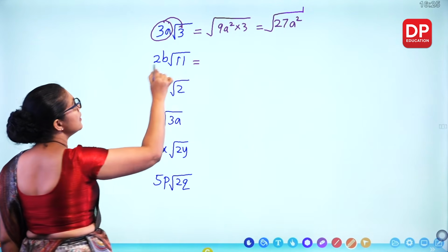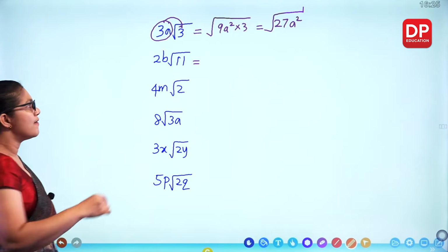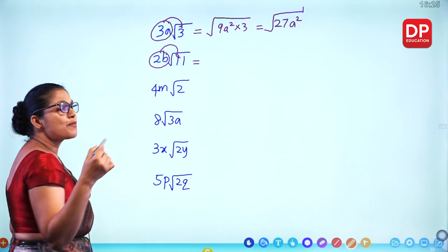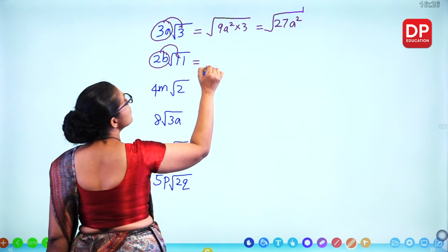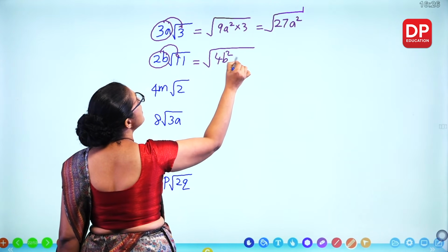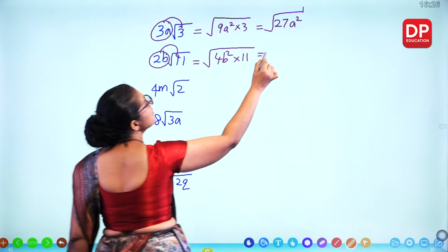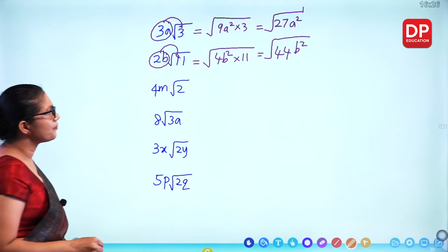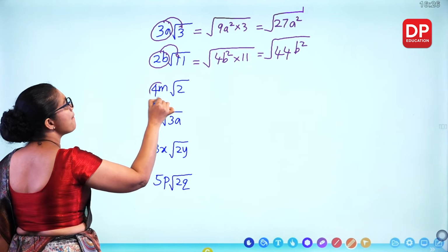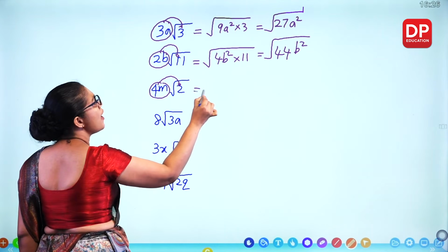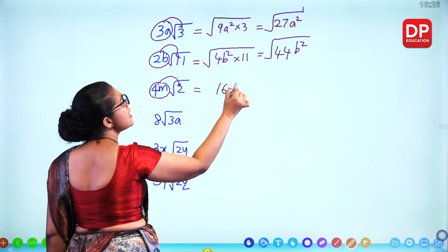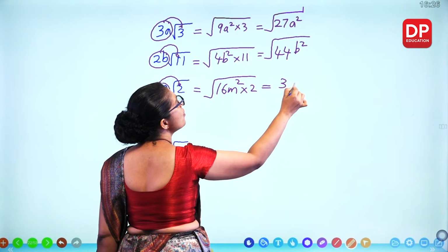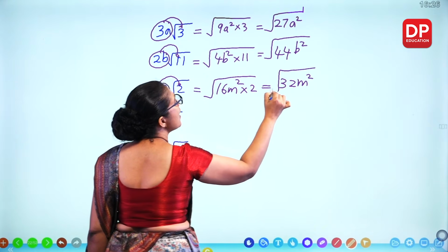What about this one? 2b root 11. I can take 2b square term inside. 2b times 2b, 4b squared. So I can write 4b squared into 11. So what's the answer? 44b squared square root. What about this one? 4m. When you square it, 4m times 4m, 16m squared into 2. 16 times 2, you get 32m squared.